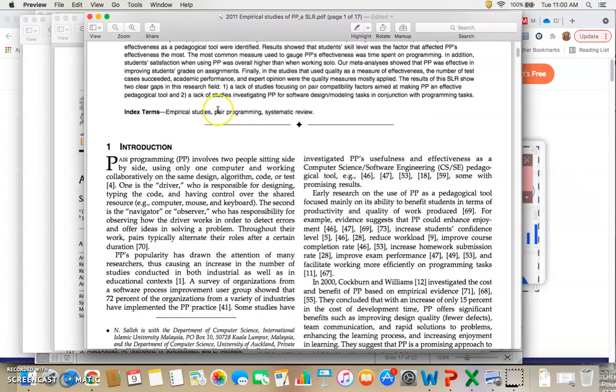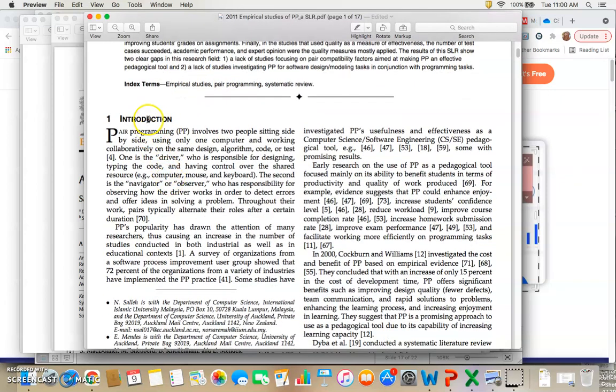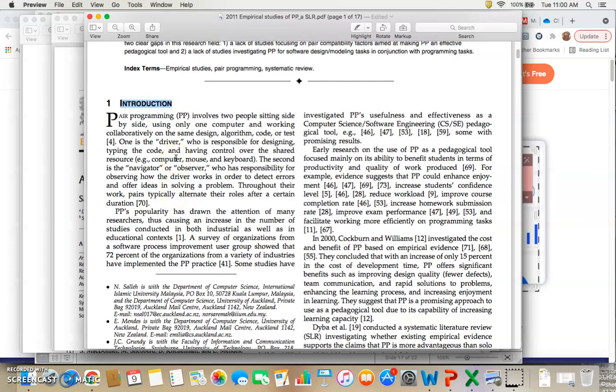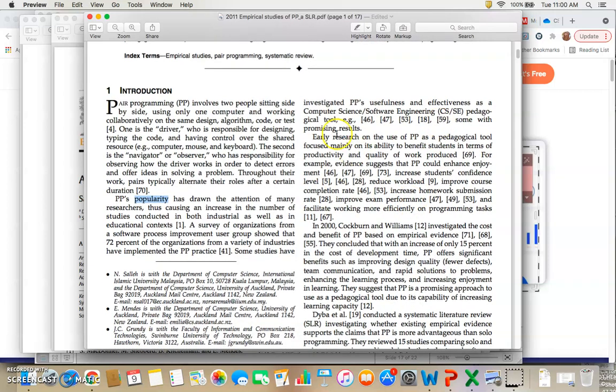Okay, so index term is the keyword, and the introduction, as I mentioned previously, is actually for the user to know what is the background of this study. We can provide a bit of description about what pair programming is, that it has been popular in industry as well as in higher institutions. And what earlier research has done, a little bit.